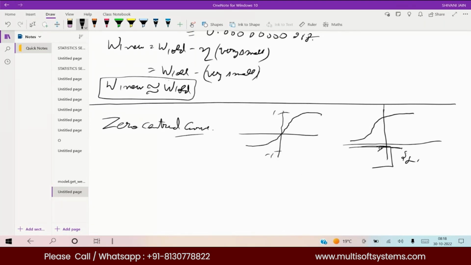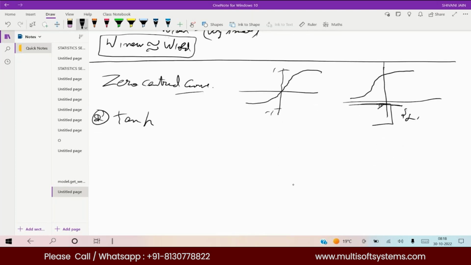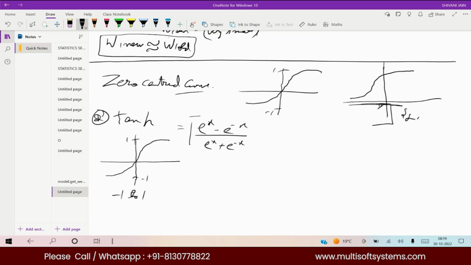To overcome this problem, they came up with another activation function, which is tanh. It solved this problem of zero centering. The curve of tanh is something like this, and the range is from 1 to -1. The equation is e raised to power x minus e raised to power minus x, divided by e raised to power x plus e raised to power minus x. This is the equation of tanh.